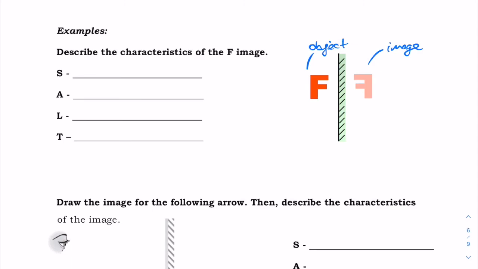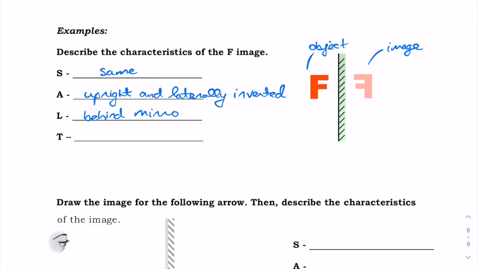Let's get started. So for the size, I think it's pretty clear that the sizes are the same. As for the attitude, we can see that it's upright. And we'll also mention that it's laterally inverted. For the location, it's behind the mirror. And because it's behind the mirror, it must be virtual.